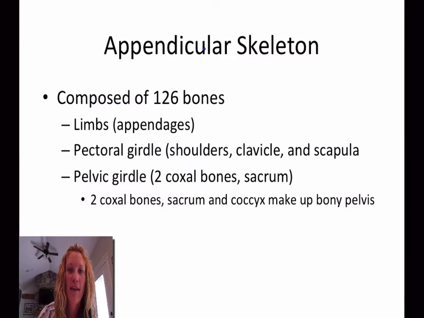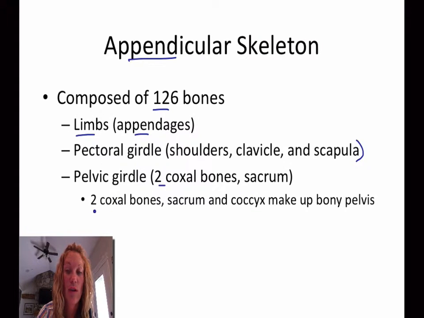Hey, this is Mrs. Reichelt, and next up we're moving from the axial skeleton to the appendicular skeleton. So the appendicular skeleton is composed of 126 bones. You have the limbs, which make up the appendages, the pectoral girdle, which includes the shoulders, the clavicle, and the scapula. And then you have the pelvic girdle, which includes the two coxal bones and the sacrum.